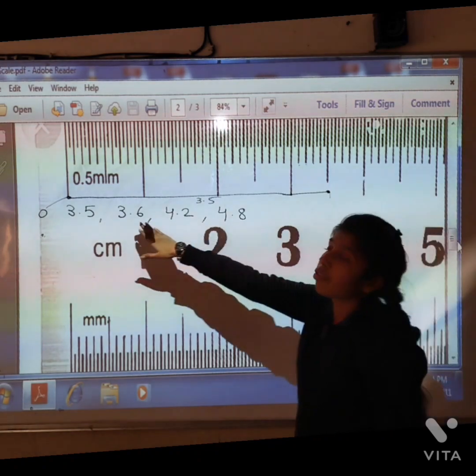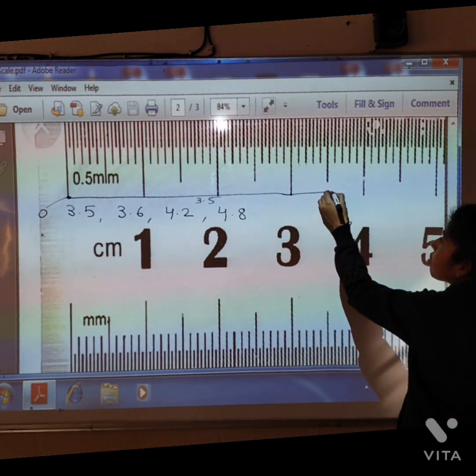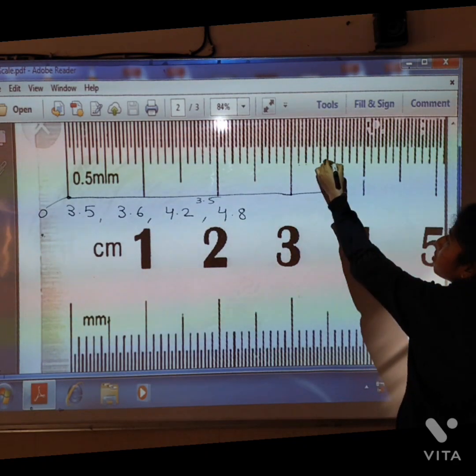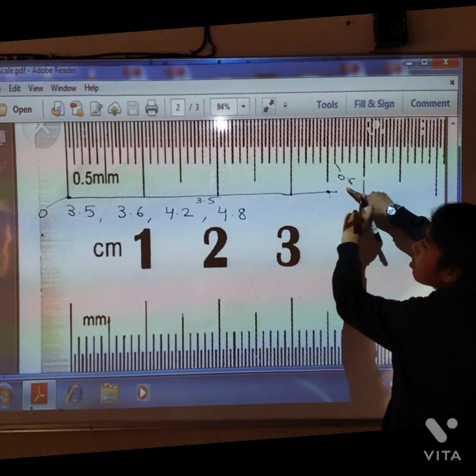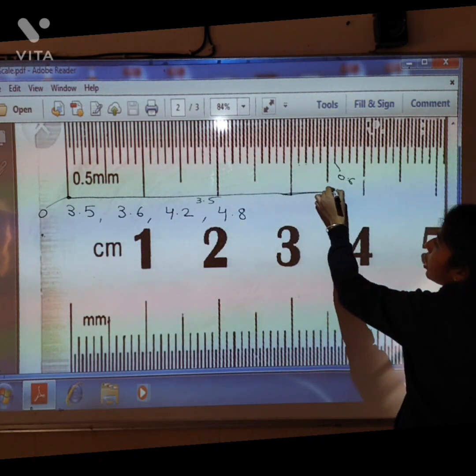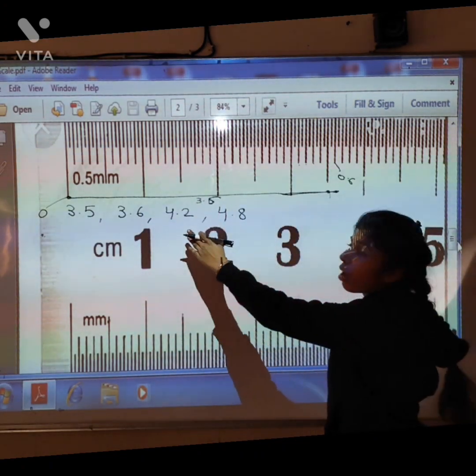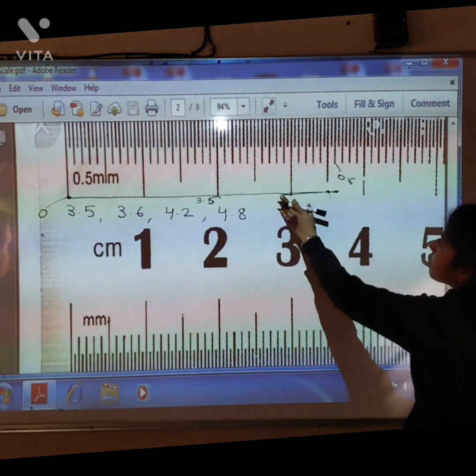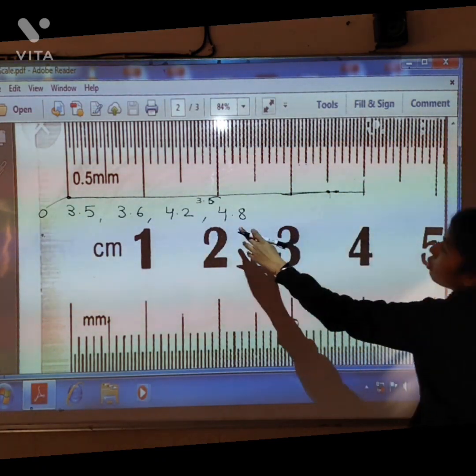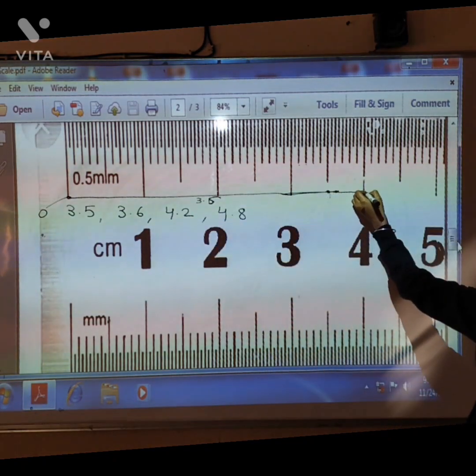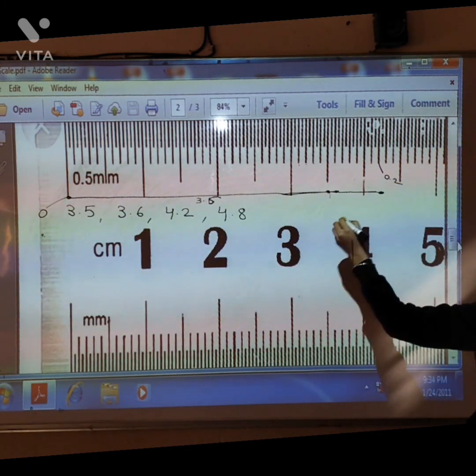Next, 3.6. How to measure 3.6? You extend your line from 3, and this is 0.6. Here is 3 and here is 0.6. Extend your line till 0.6 and this is the line segment of 3.6. Now 4.2. How to measure 4.2? Again you go to 4 centimeter and move 0.2, and this is the 0.2 part. You go here and this is 4.2.